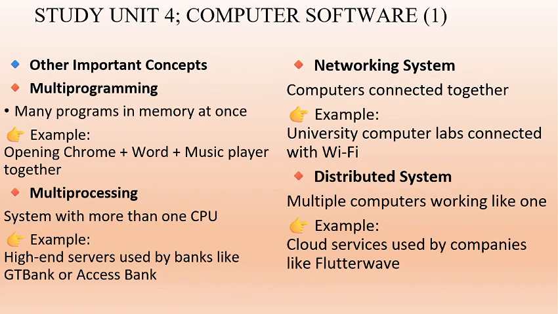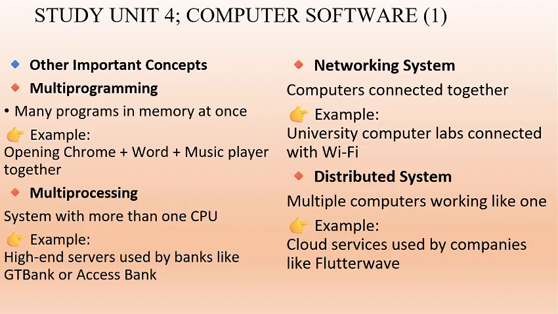Let's go to the next important concept: multiprocessing. A system with more than one CPU. Multiprocessing is when you have a computer with more than one CPU. An example is the high-end servers used by banks like GT Bank or Access Bank.